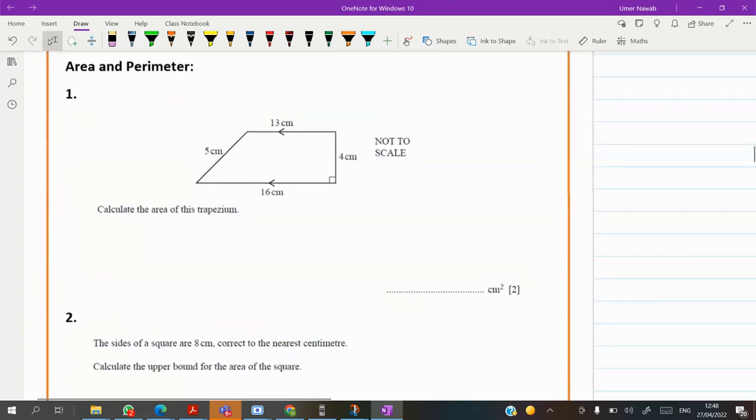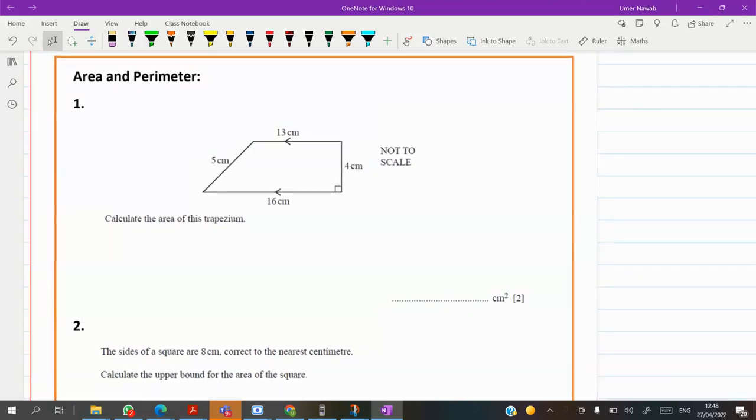I'm going to explain area and perimeter. In my last video, that was also related to mensuration, but over there I explained area of a sector and arc length. Now I have compiled all past paper questions of paper 2 together from 2016 to 2021, which are related to area and perimeter. So all questions on area and perimeter are in this sheet.